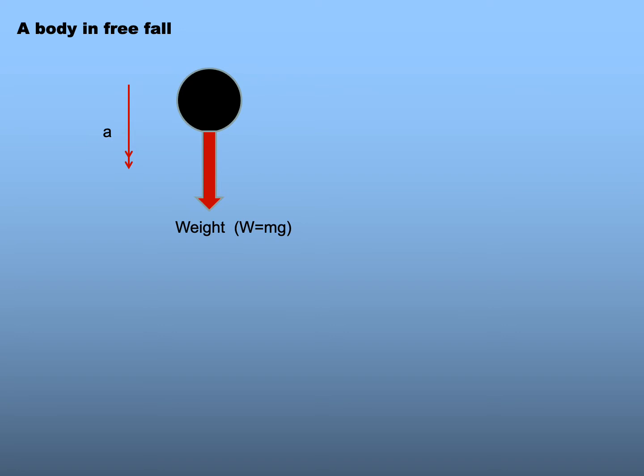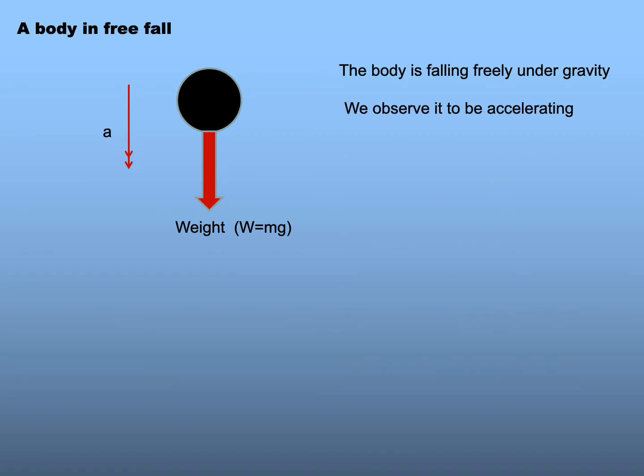So the diagram shows you the weight force of the body, W, which is mg, and it's pulling the body downwards. And at the moment, we're not including any air resistance. We will come to that shortly. Let's just ignore air resistance for the moment. If the weight is the only force, then that's an unbalanced force, and so the body accelerates as shown in the diagram. So the body is falling freely under gravity and we observe it to accelerate.